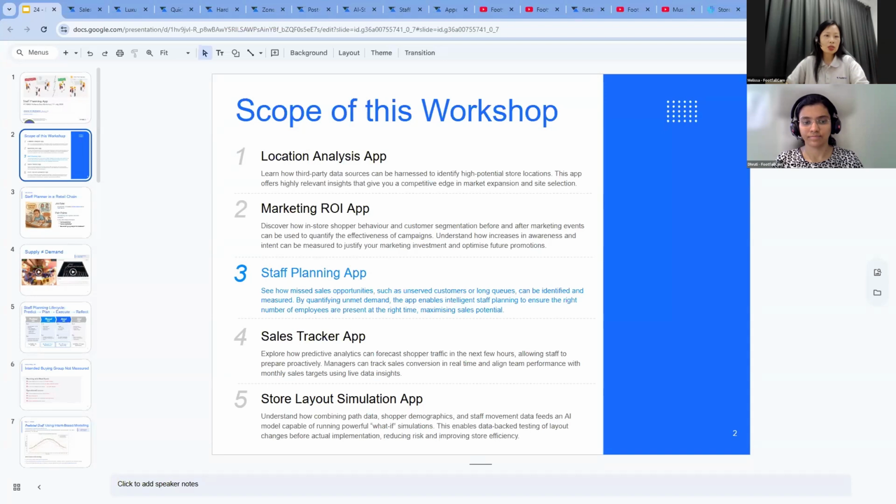But in today's session, we're going to focus on the staff planning app. So we'll walk you through how this works, how it integrates with your workforce management system, your WFM, and how the AI model is trained on your own store data. Yeah, so we are able to simulate the staffing scenario. So this isn't just about fancy graphs or theoretical AI. It's about what you do in your store next week with your team, your customers, and your constraints. Yeah. So let's get started.